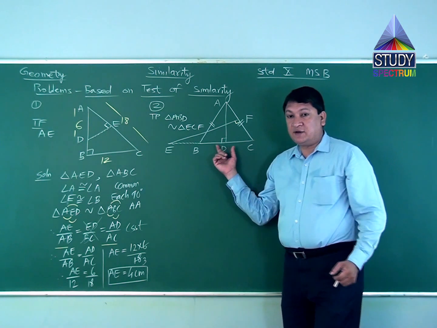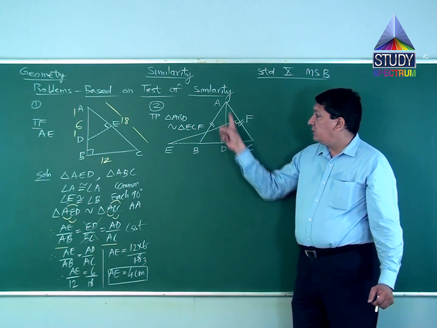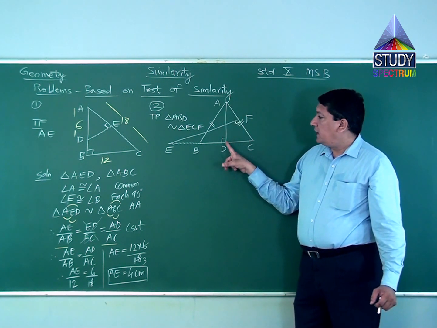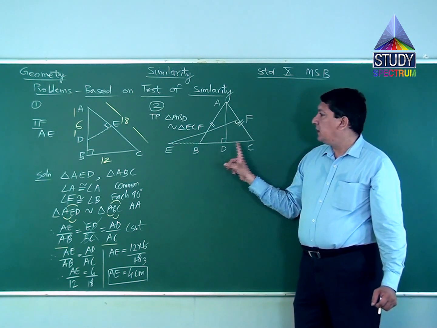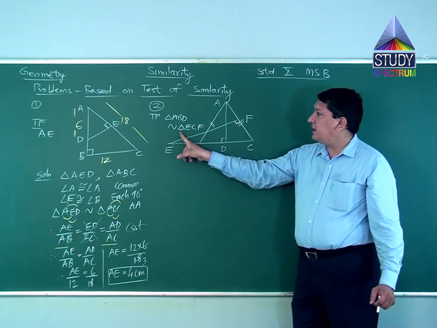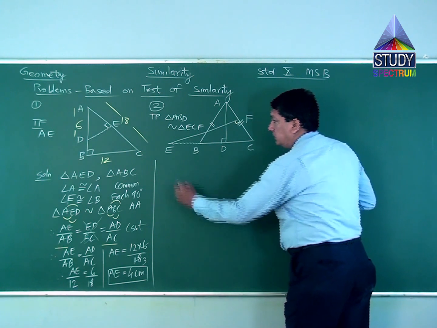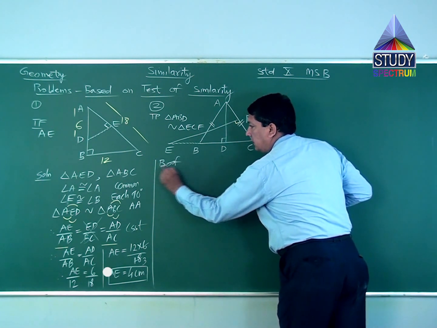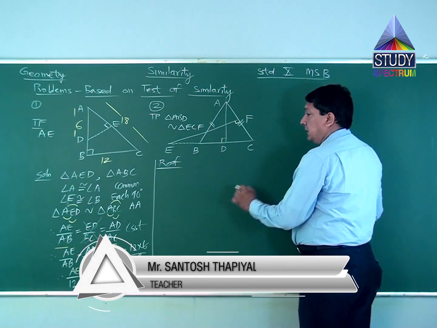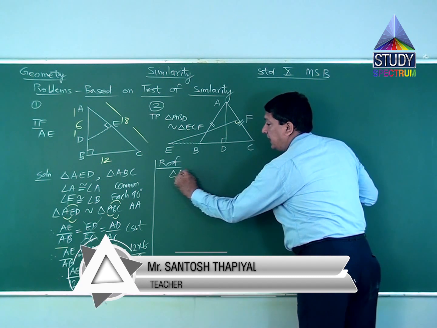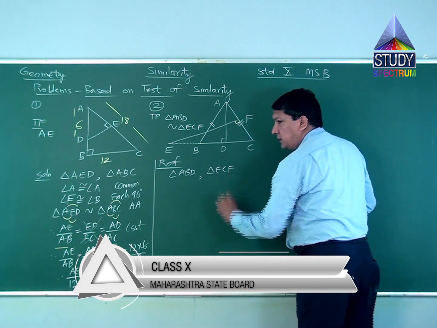Again, the things which are given to us. Triangle ABC is an isosceles triangle with side AB equal to side AC. Angle D is 90 degree. EF is perpendicular to AC, and we need to get the answer: triangle ABD similar to triangle ECF. As I said, we are going to apply test for similarity. Triangle ABD, triangle ECF, I am considering these two triangles.